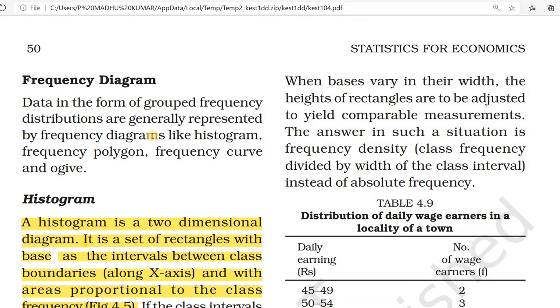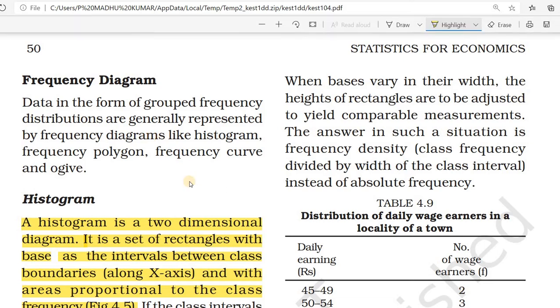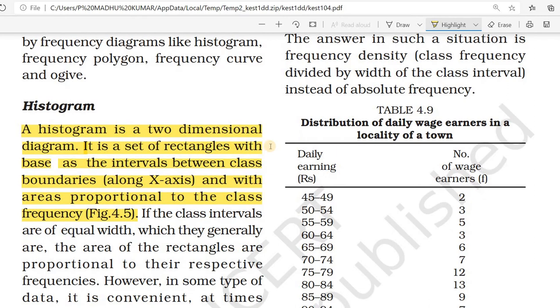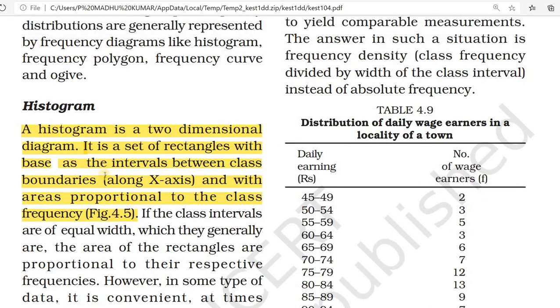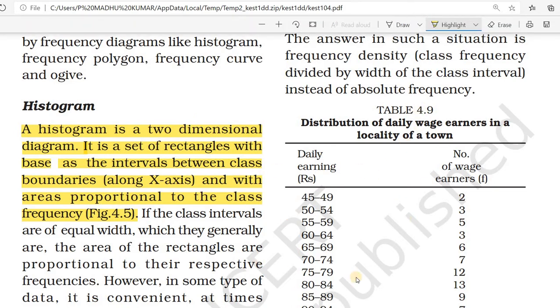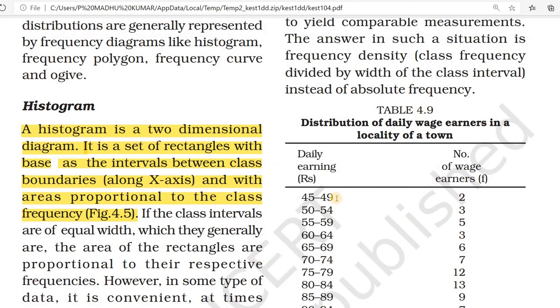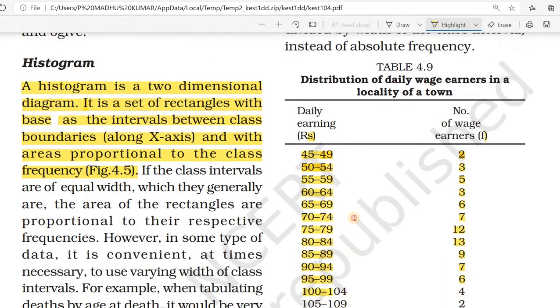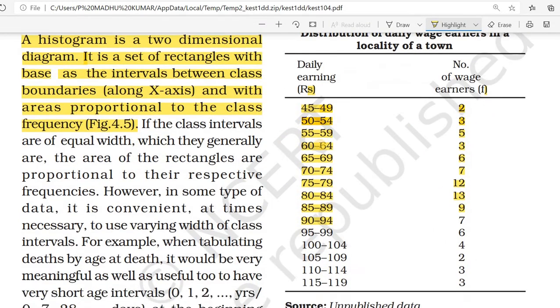Then what is a histogram? A histogram is a two-dimensional diagram. It is a set of rectangles with bases as intervals between class boundaries on the x-axis, and with areas proportional to the class frequency. Here, this is the class frequency and this is the frequency distribution. The class intervals we mention on the x-axis, and the frequency on the y-axis.